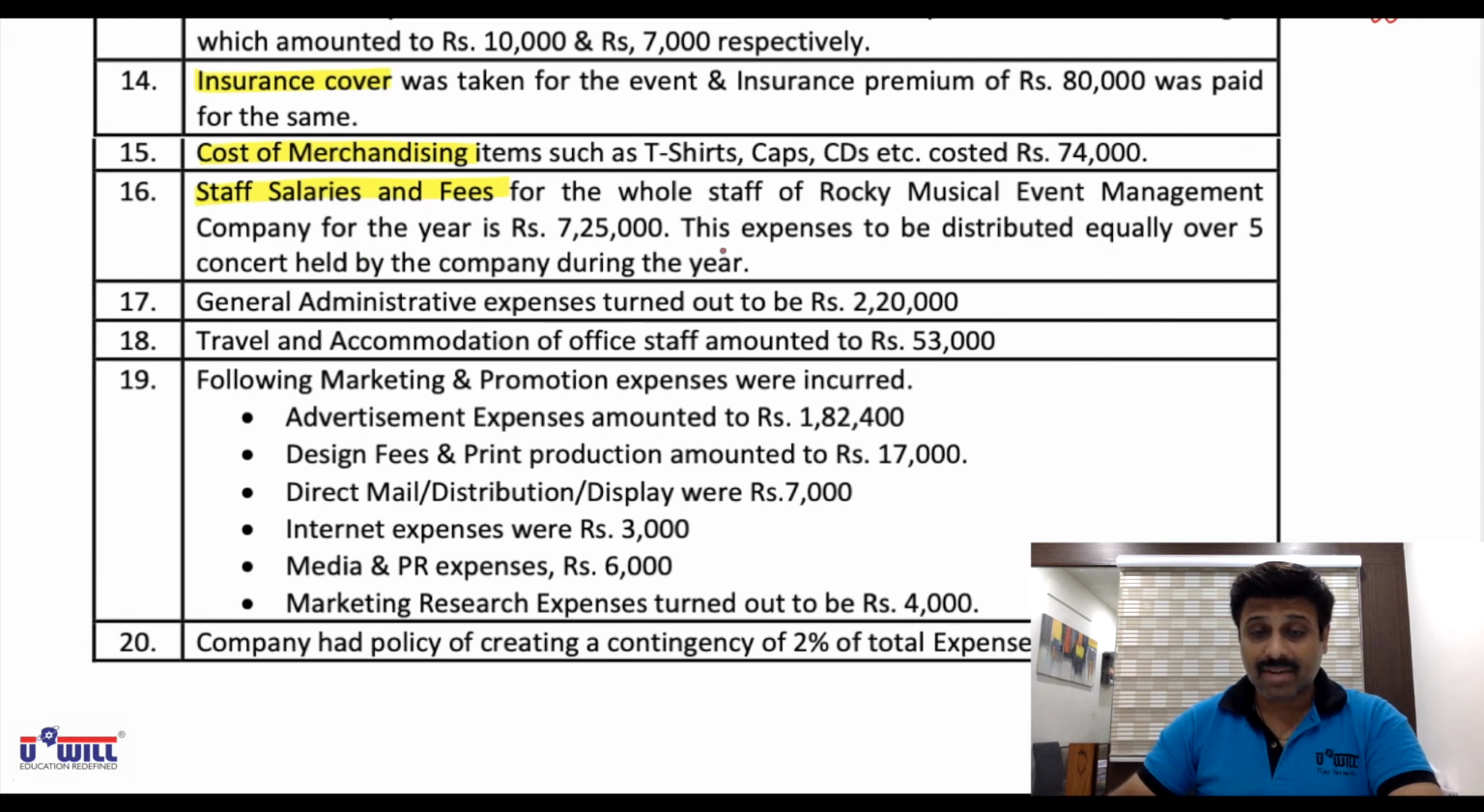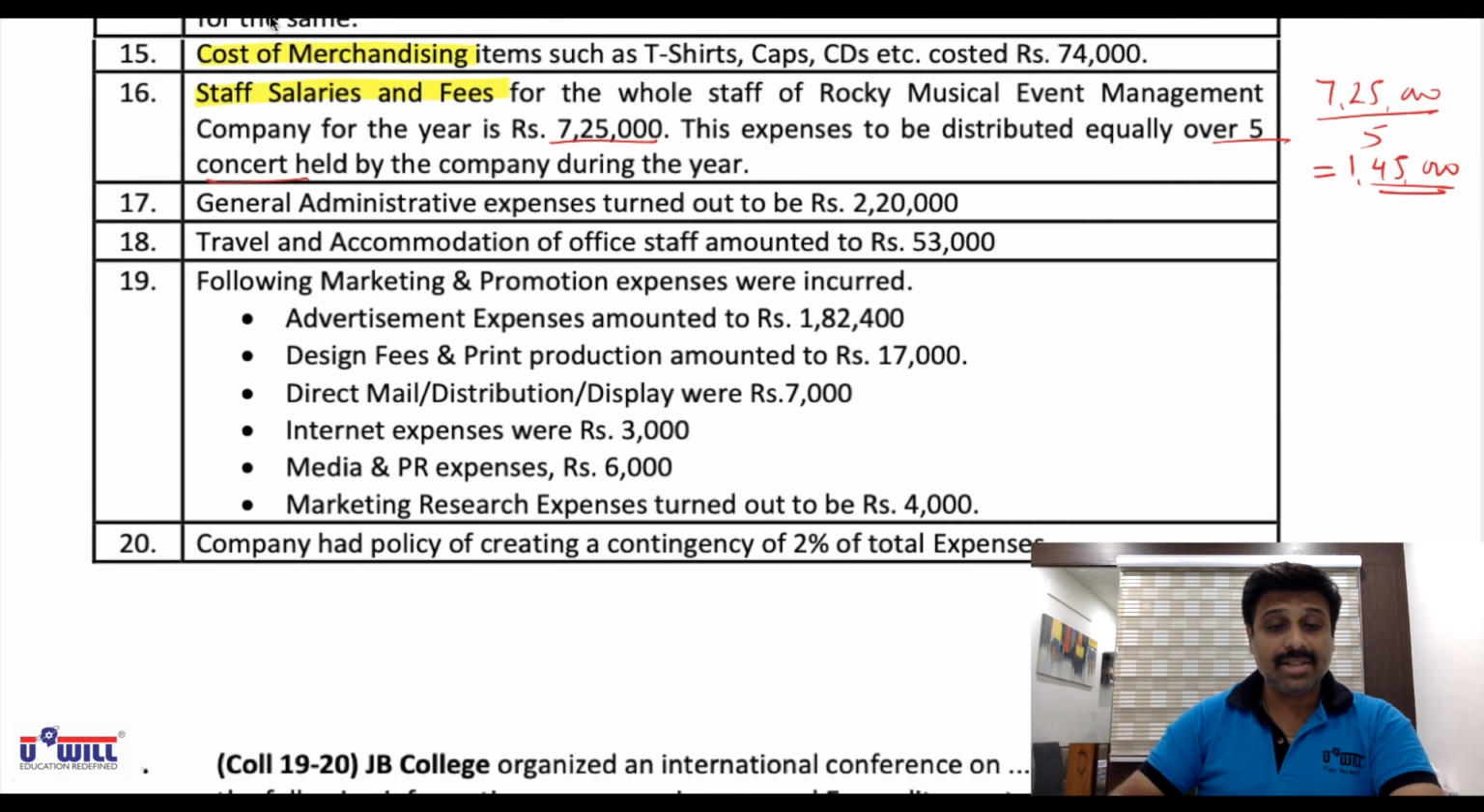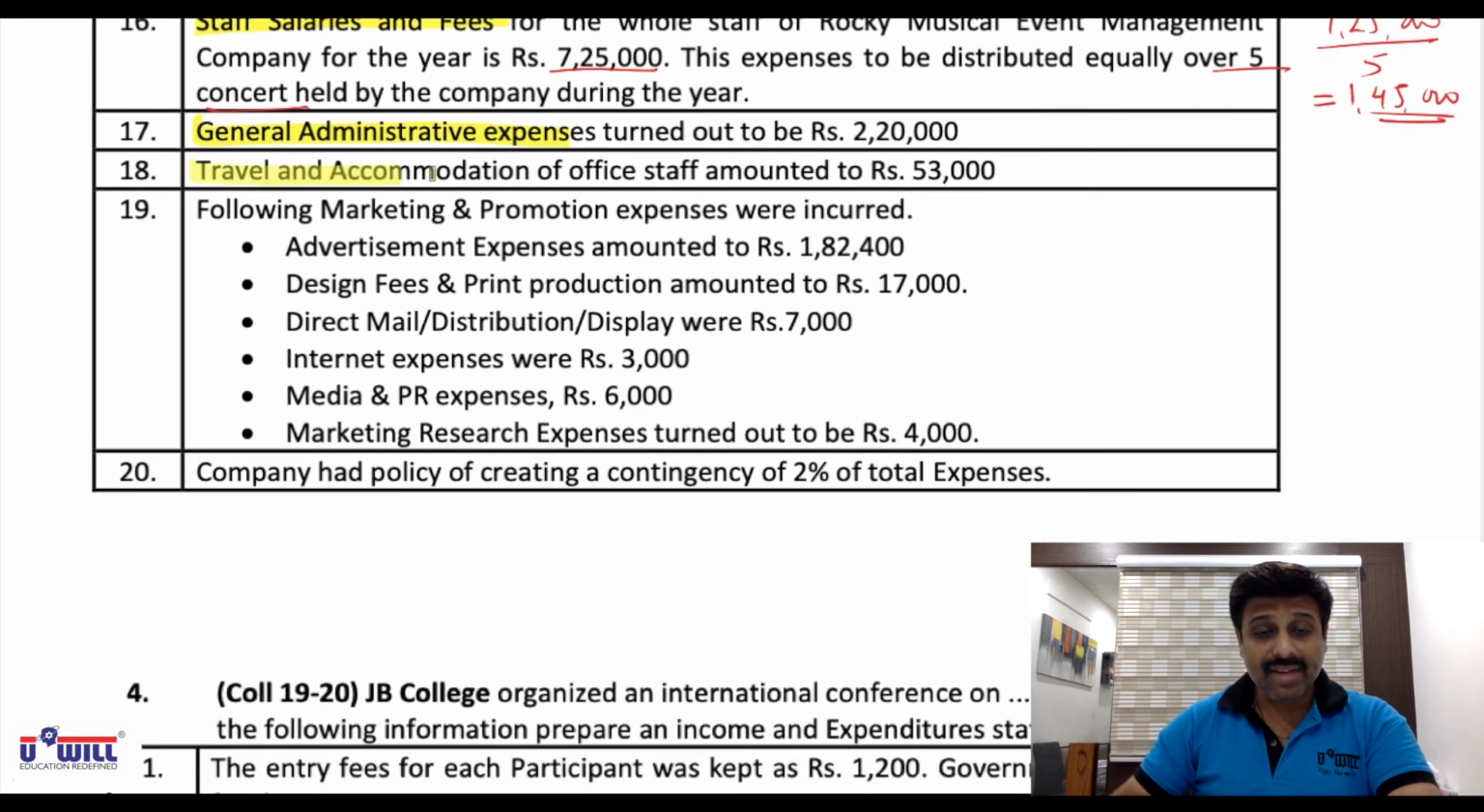the year is 7,25,000. Now this 7,25,000 expense is to be distributed equally over 5 concerts held by the company during the year. So in this event, you will charge what amount of salary? 7,25,000 divided by 5, 1,45,000. Yes, 1,45,000. General administration expenses, so that will come in general administration expenses 2,20,000. Travel and accommodation of office staff will come in administration, travel and accommodation 53,000.